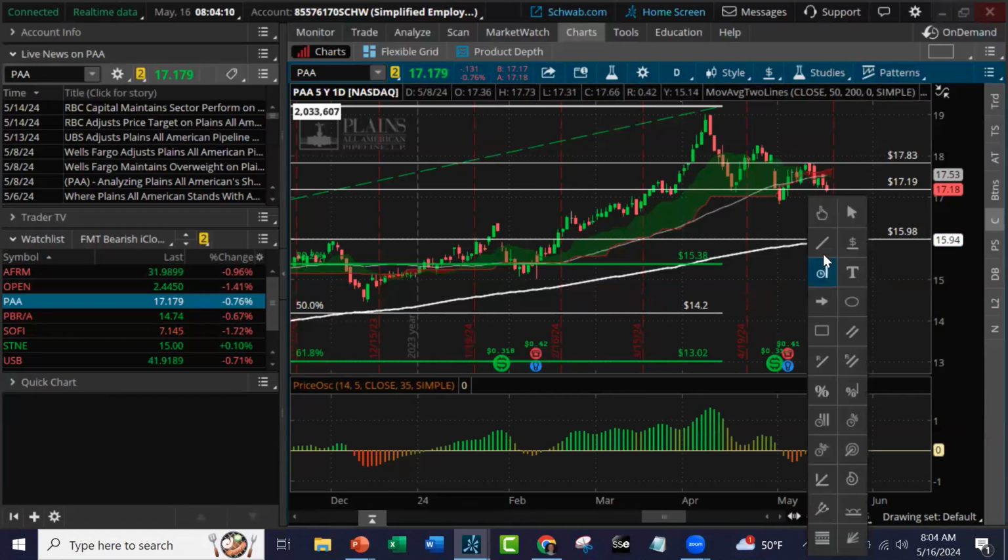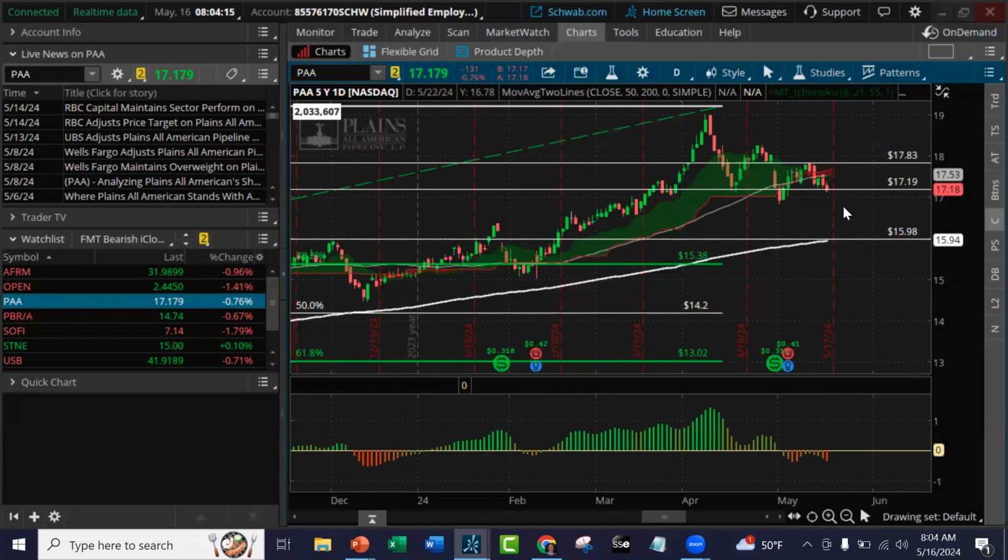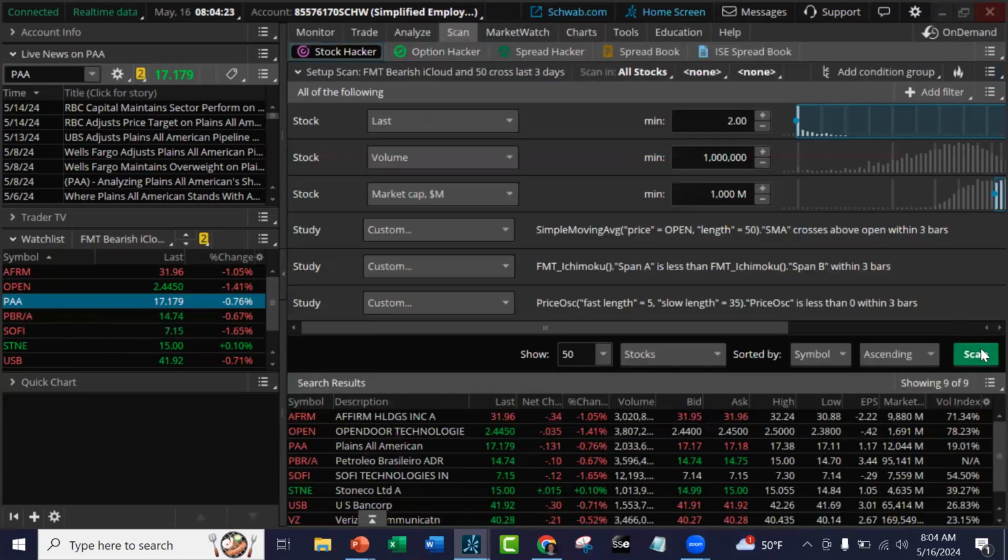That's already happened, so that's good. So pretty quickly, we were able to run a scan and come up with a pretty decent trade candidate. And again, the process would be, here's my scan. Let's just run the other one. Let's run the bullish one.